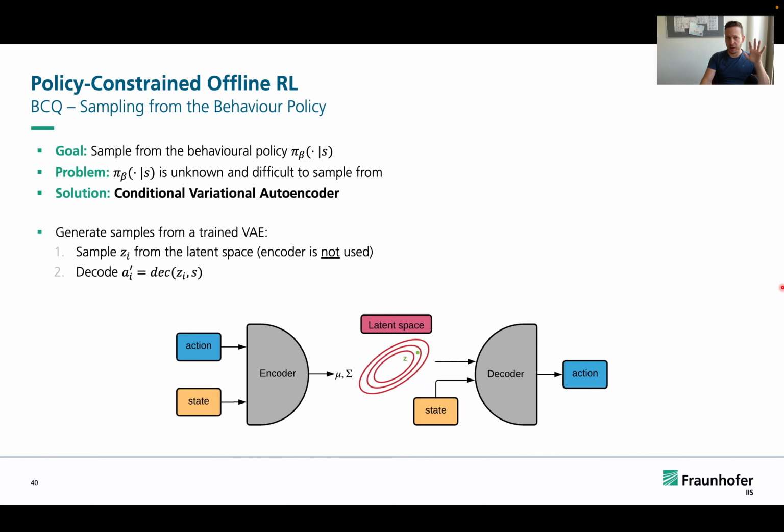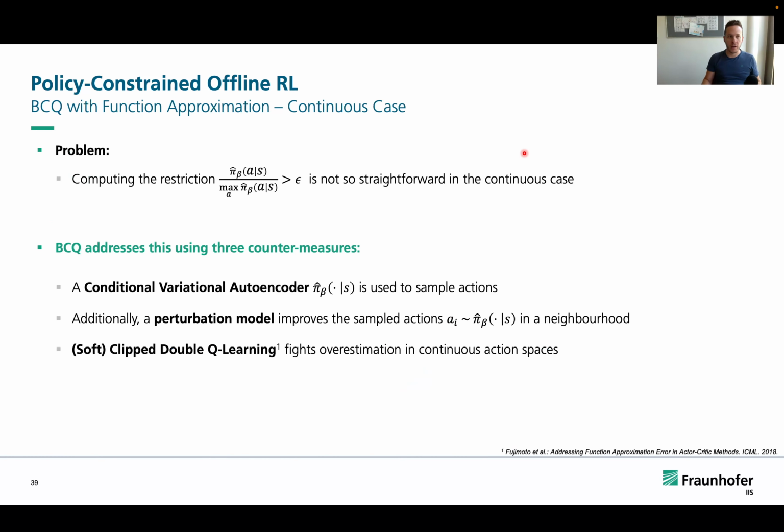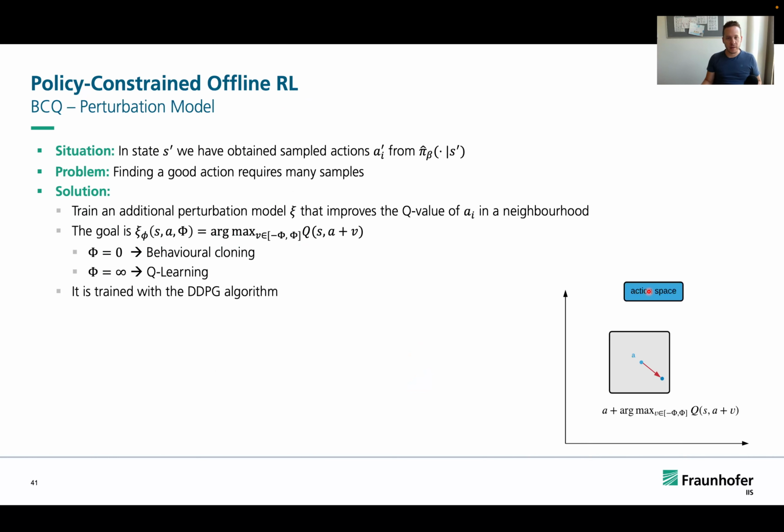Exactly. So this is the conditional variational autoencoder. It lets us approximate this value in order to calculate the restriction within the epsilon bound. A second one is that if we sample from our conditional from our CVAE, we obtain sampled actions. So we sample a lot of times from our CVAE, and we can estimate the probability of those actions.